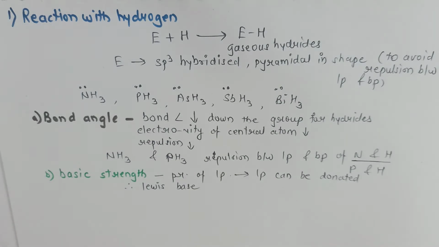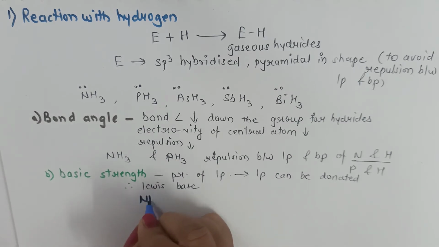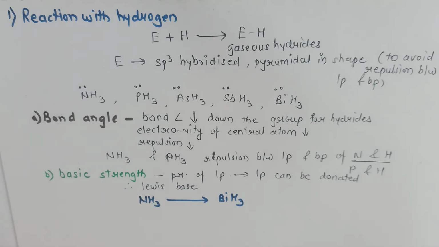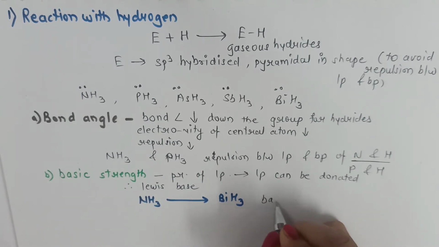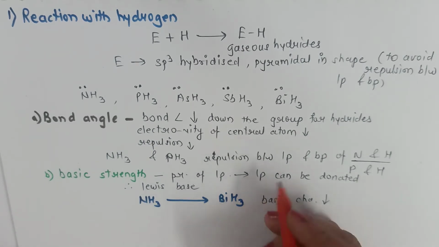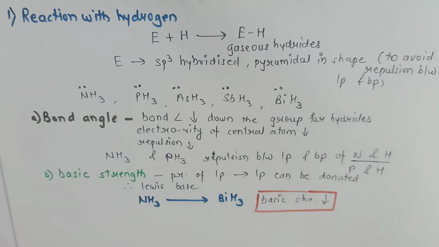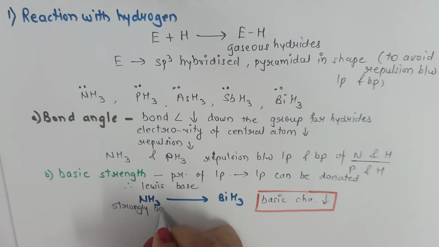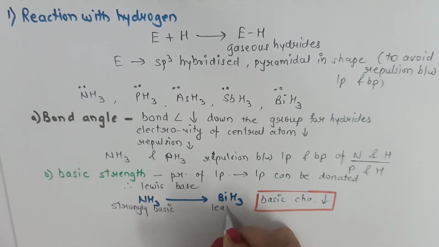Now when we talk about ammonia and bismuth hydride, as we move from ammonia to bismuth hydride, the basic strength decreases, or I will say basic character decreases. An important concept. That means ammonia becomes the strongest base and bismuth hydride becomes the least basic. This question is repeated so many times in your board exams.